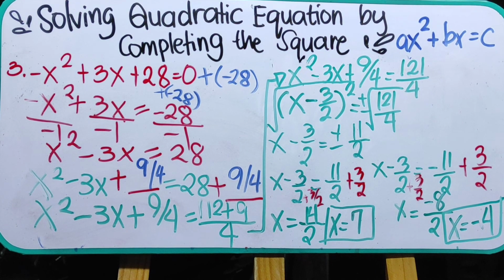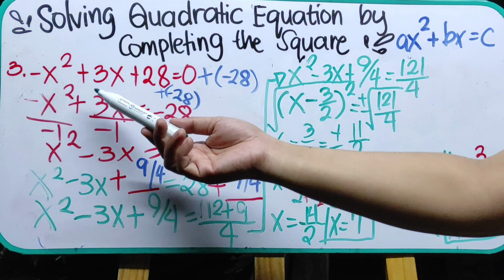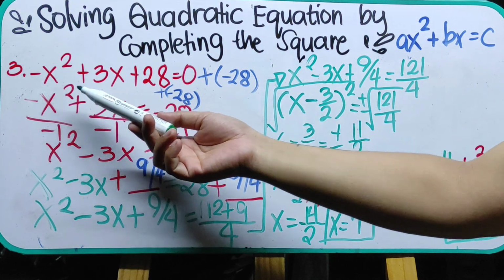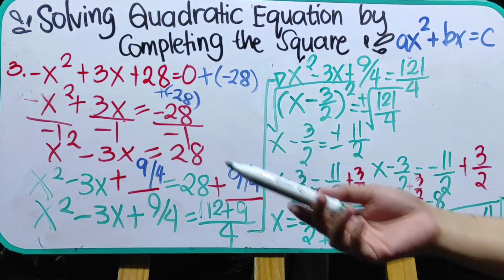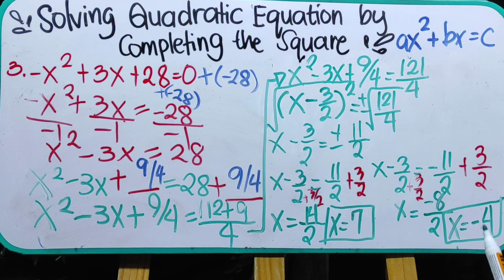Okay. So, the roots or the solutions of our example number 3, which is negative x squared plus 3x plus 28 equals 0, are positive 7 and negative 4.